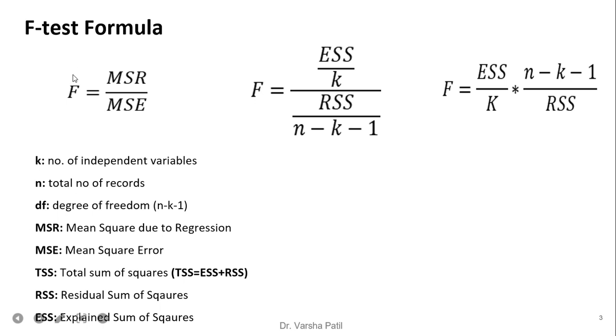Formula for the F test: F is equal to MSR divided by MSE. MSR is mean square due to regression and MSE is mean square error. MSR is nothing but ESS by K and MSE is nothing but RSS divided by N minus K minus 1. So this is the numerator part and this is the denominator part. Degree of freedom for the numerator part is K, while the degree of freedom for the denominator part is N minus K minus 1. I have already published the video on F test and T test, where you will get all the detailed information for F test and T test.